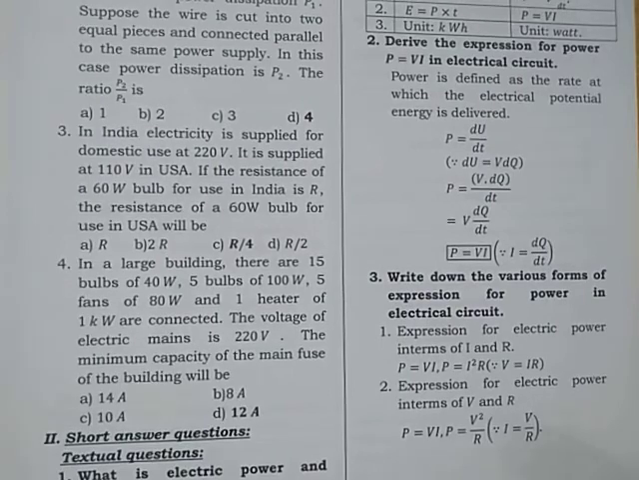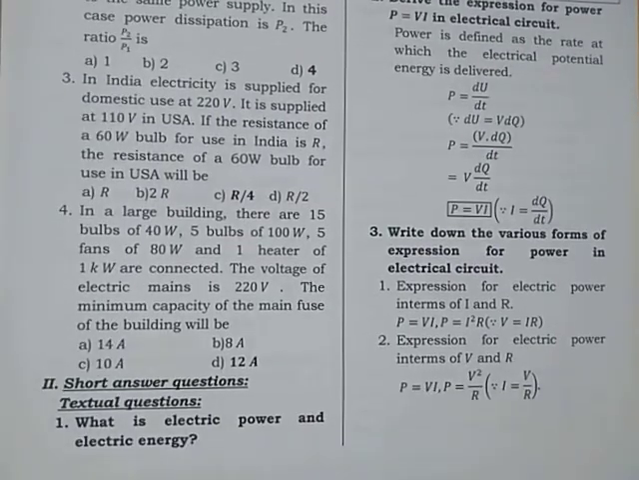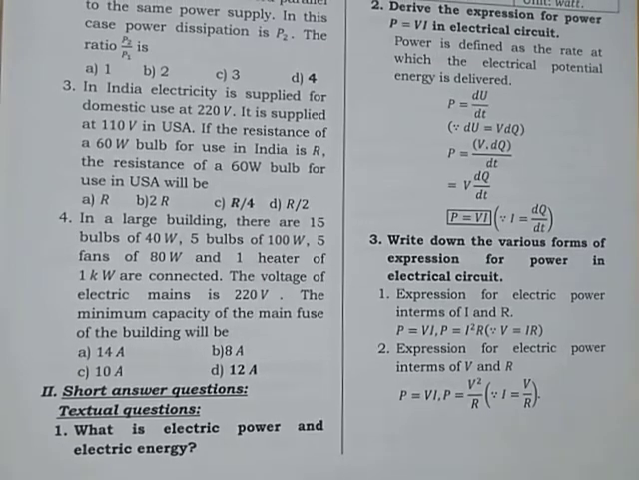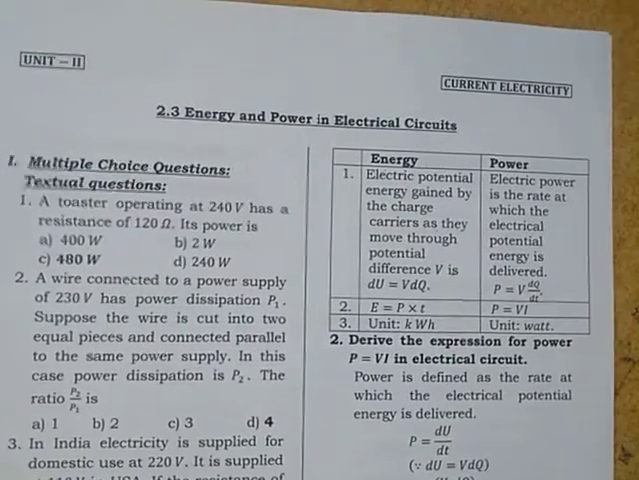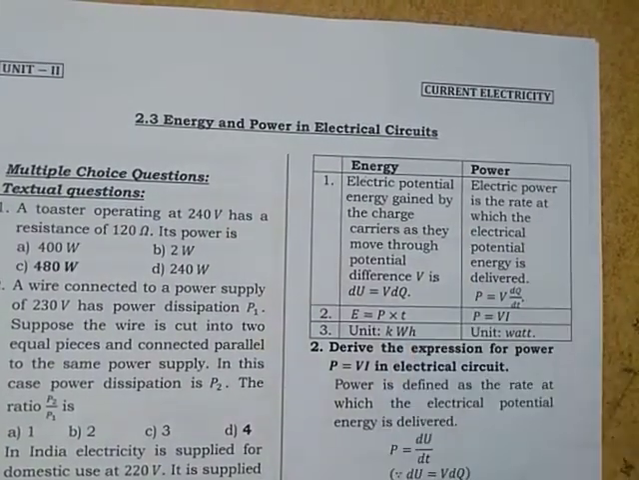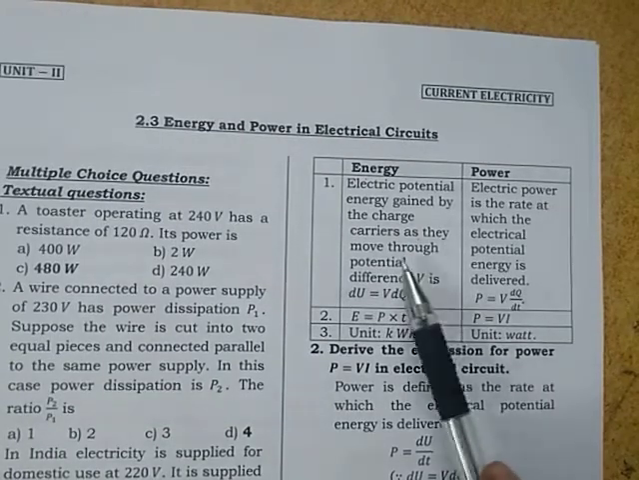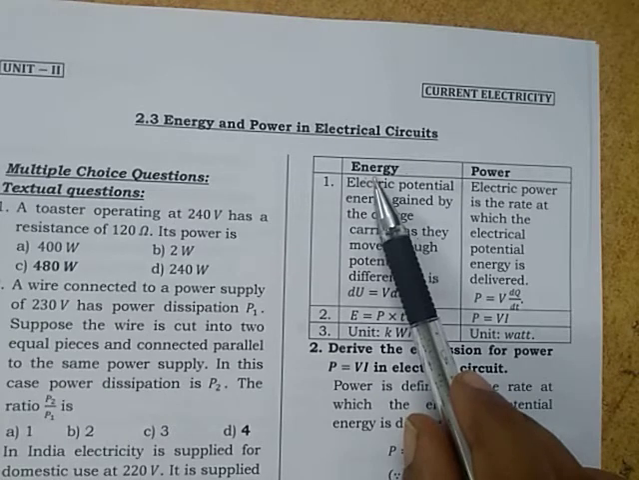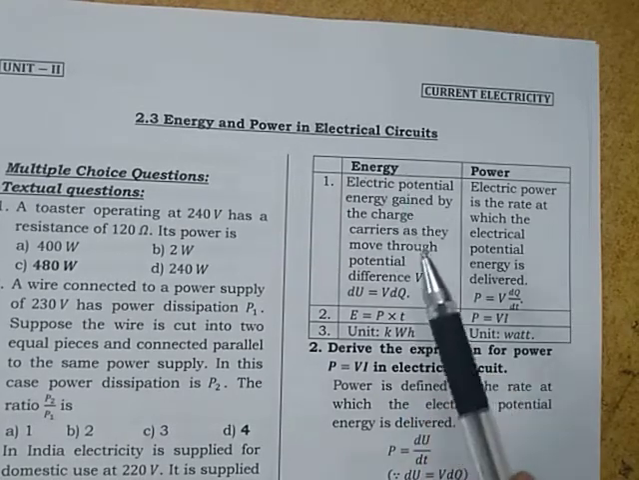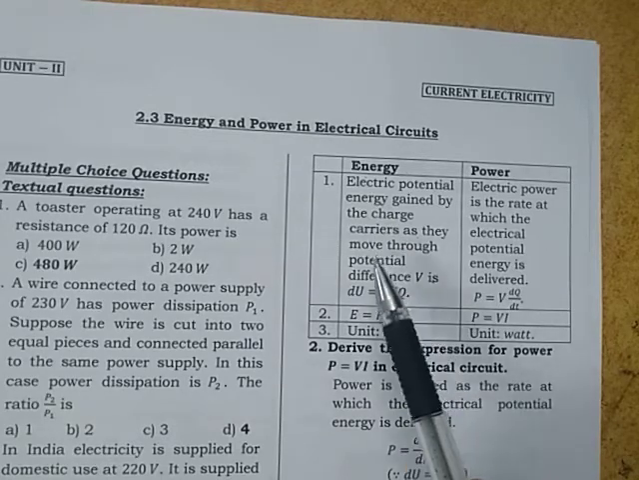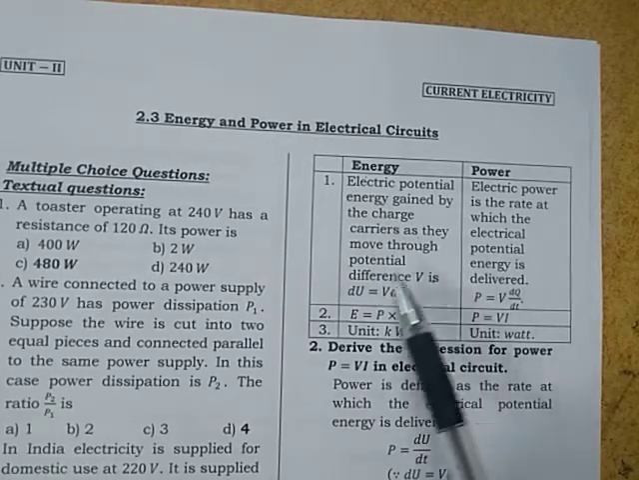Electric power is the rate of doing electric work, and electric energy is the capacity to do electric work. First of all, electric energy. The electric potential energy gained by the charge carriers as they move through the potential difference V is energy. That means the charge carriers get the energy and will move in a conductor by applying this potential difference.